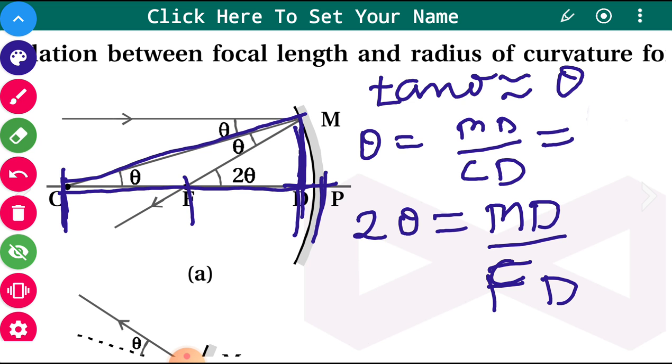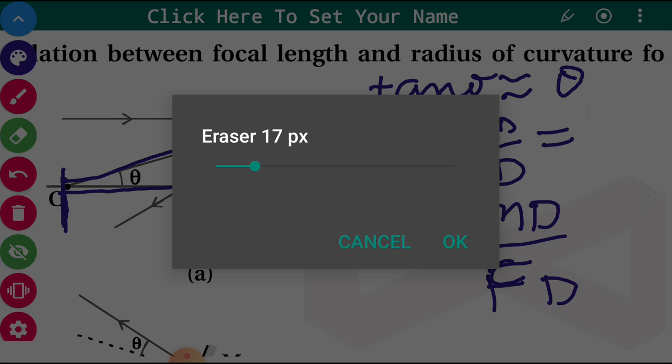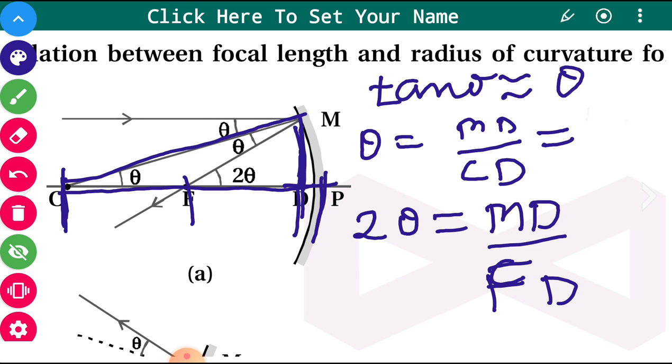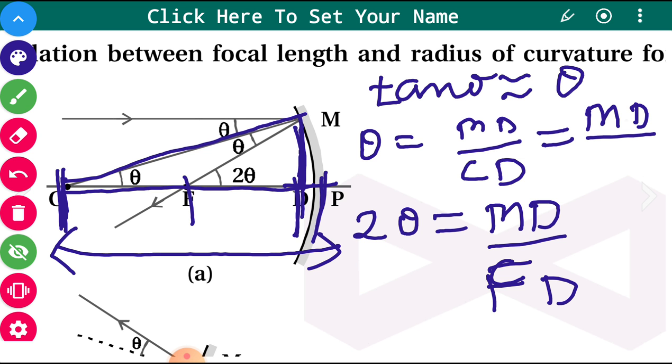So MD is remaining as such, as it is. And C to D is nothing but equal to C to P, and that is equal to the radius of curvature. So theta is equal to MD upon R.